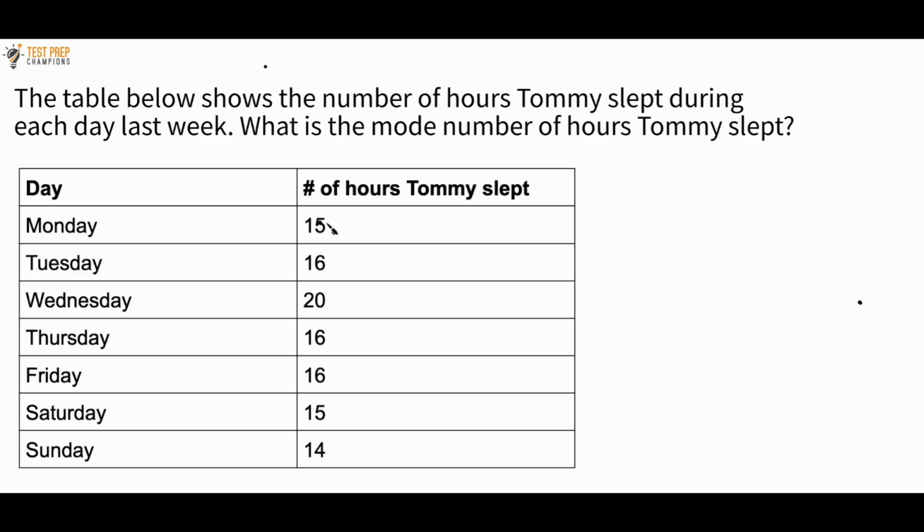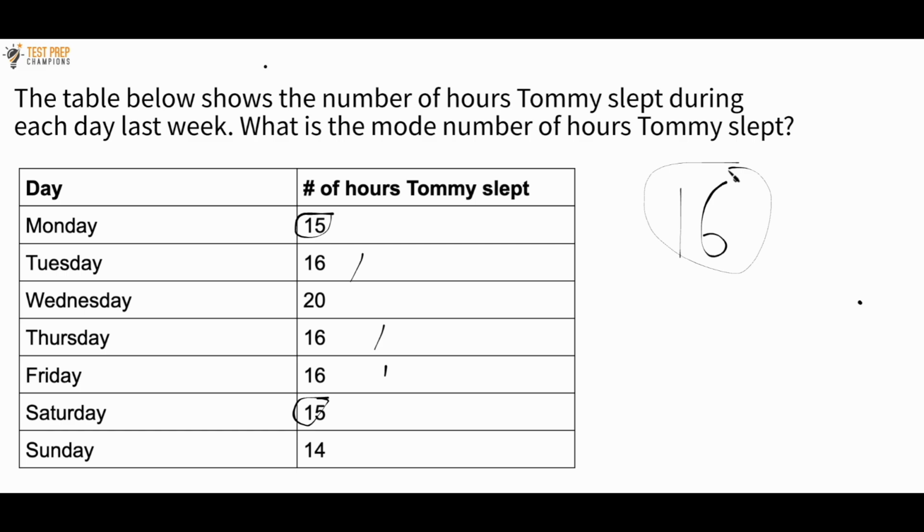So I see two 15s, right? There's a 15 here and a 15 here. So 15 shows up twice. I see 20 shows up once, 14 shows up once, but I see that 16 shows up 3 times. So the correct answer here is 16.